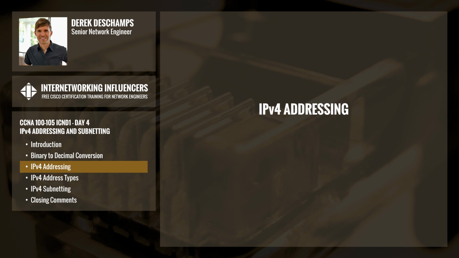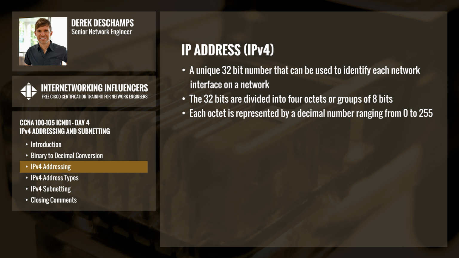Now that we are all up to speed on decimal and binary, let's take a look at IPv4 addressing. An IPv4 IP address is a unique 32-bit number that can be used to identify each network interface on a network. To make IP addresses more readable to humans, the 32 bits are divided into 4 octets, or groups of 8 bits. Each octet is represented by a decimal number ranging from 0 to 255.